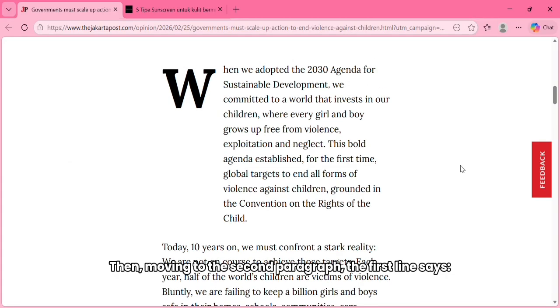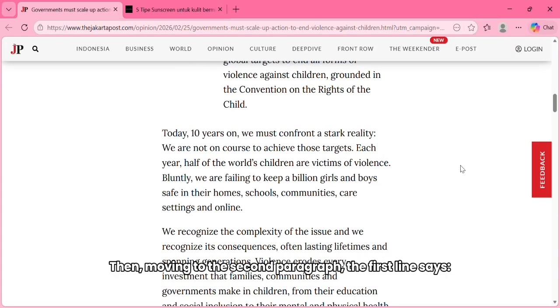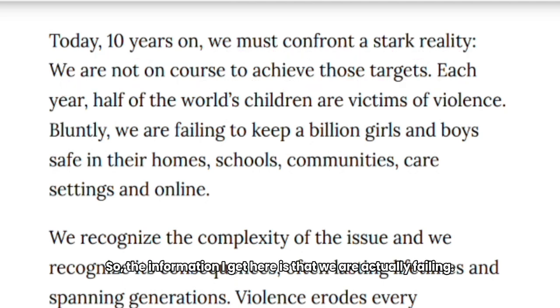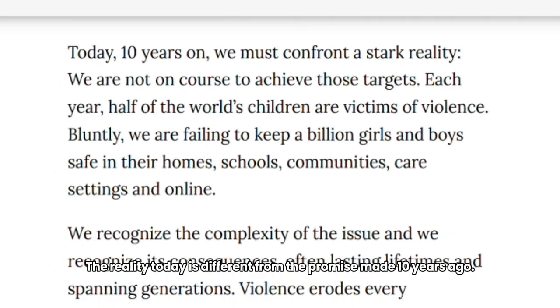Then, moving to the second paragraph, the first line says, "Today, 10 years on, we must confront a stark reality. We are not on course to achieve those targets." So the information I get here is that we are actually failing. The reality today is different from the promise made 10 years ago.